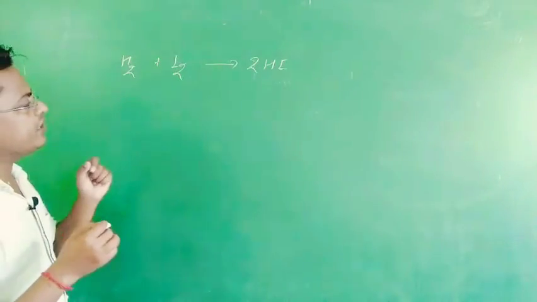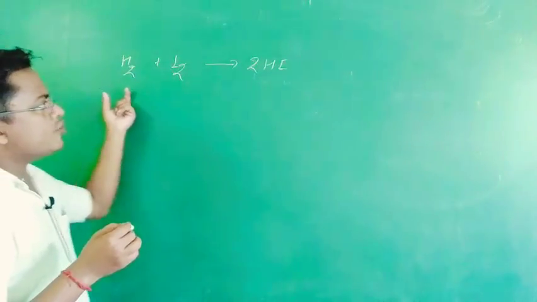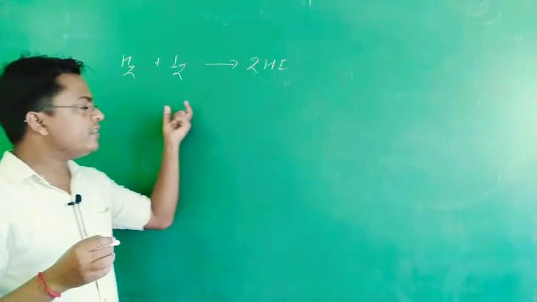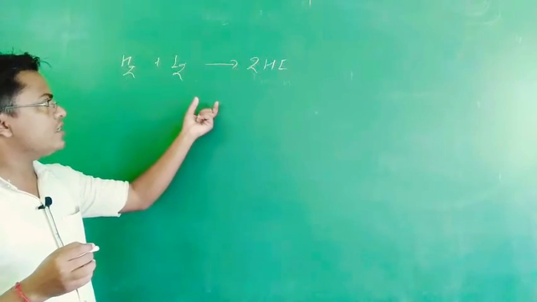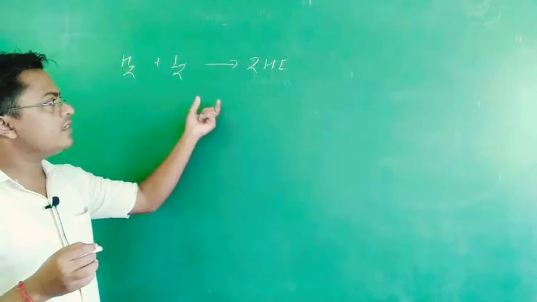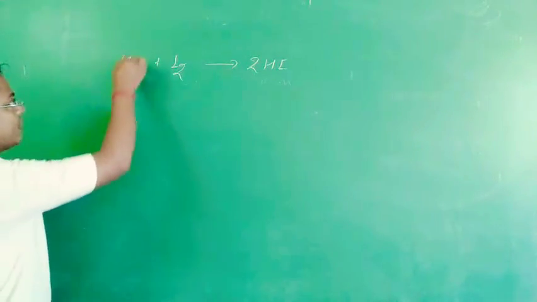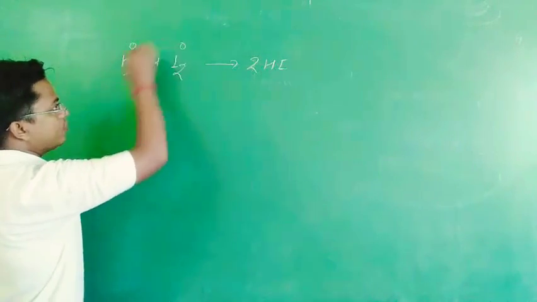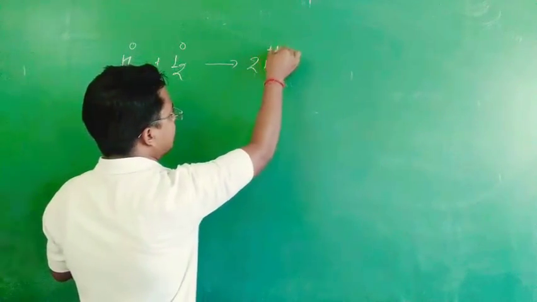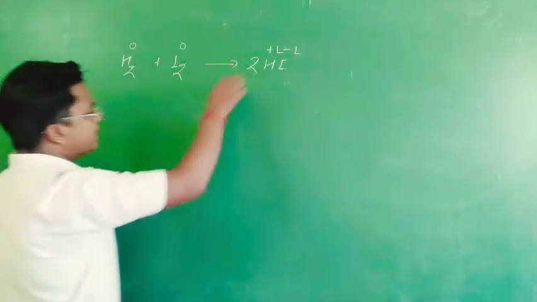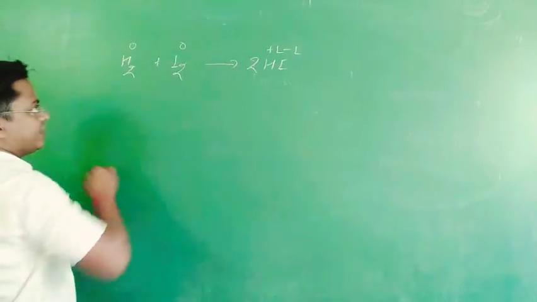This is an addition reaction. It is also a redox reaction. That is why this reaction will be called a redox addition reaction or addition redox reaction. Hydrogen 0, iodine 0, then +1, -1. So this is the redox reaction as well as the addition reaction.